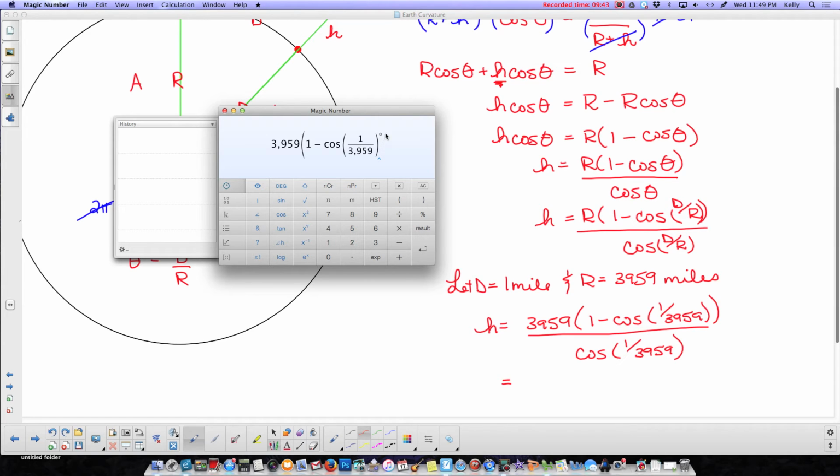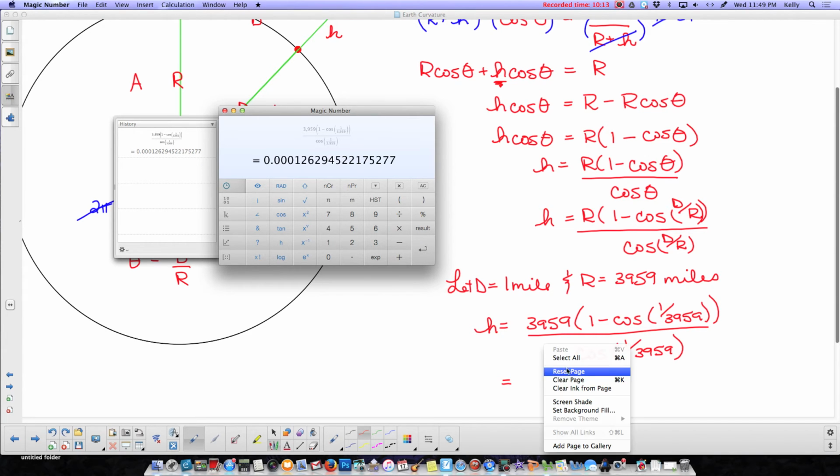Notice that it put the little degree up there. Remember I told you that we weren't working in degrees, we're working in radians? I have to make sure my calculator knows that. So I've got to click this little thing that says degree, and now it tells me that we're working in radians. So I'm going to close off that bracket, and now we're going to divide by the cos of 1 divided by 3959, end bracket.